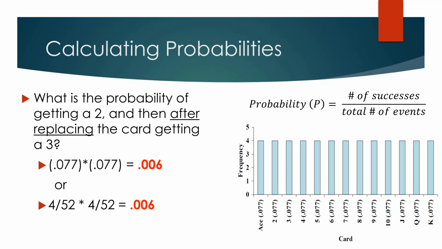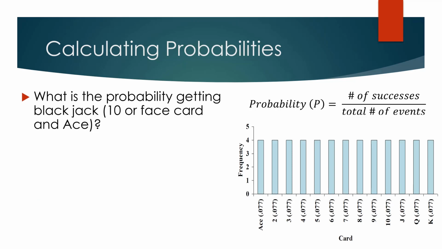What's easier is to multiply the decimals together, and then you get 0.006. That is a very low probability of drawing cards of those exact kinds, one after another. Very, very low that would happen that specifically. Now, one more. What is the probability of getting blackjack?